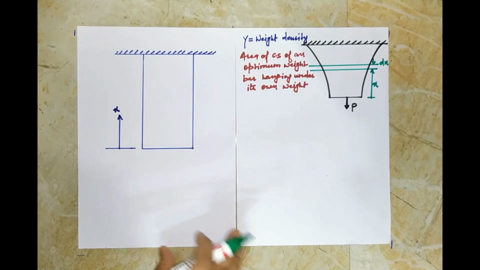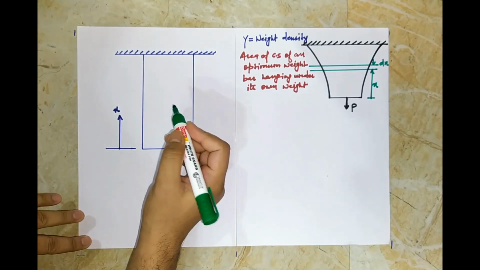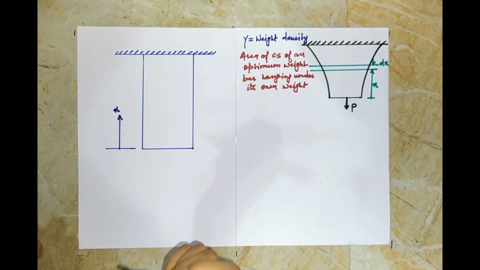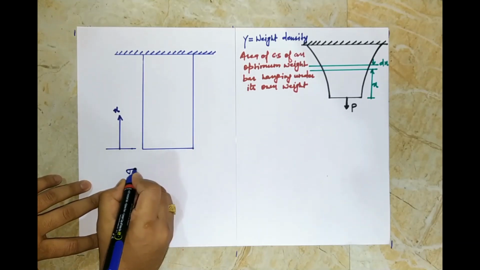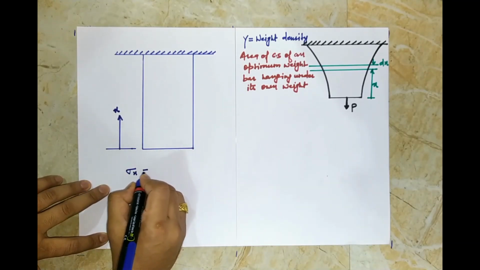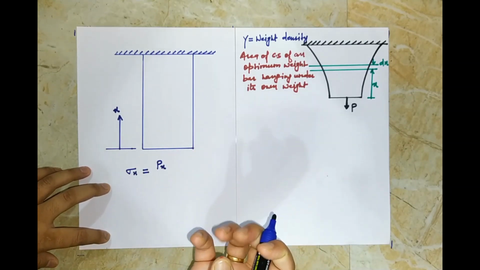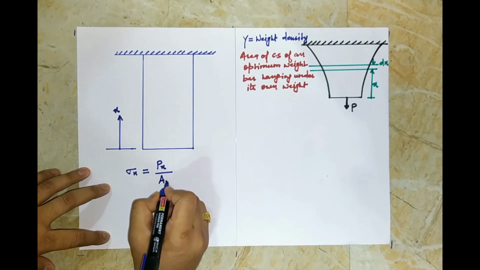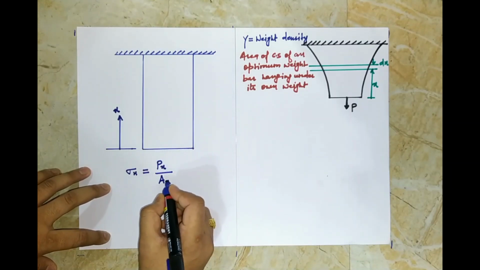In the last problem, we analyzed a situation in which a prismatic bar was hanging under its own weight, and we found the elongation. We also found that the stress in the bar at any cross section, sigma x, is equal to the load, that is the weight of the bar acting below it, divided by the area of cross section at that instant. Since it's a prismatic bar, the area of cross section remains constant.